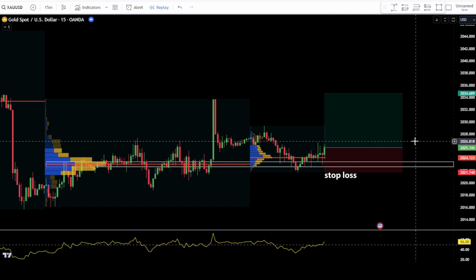10. Place a stop loss at the recent swing low. 11. Use a target take profit with a risk and reward ratio of 1 to 2.